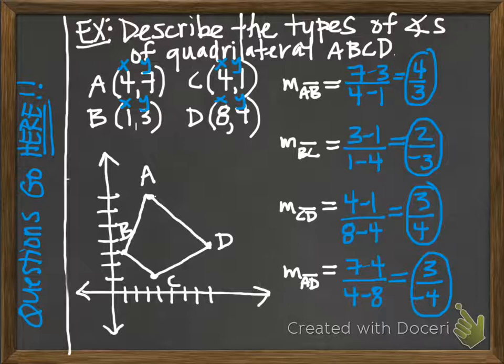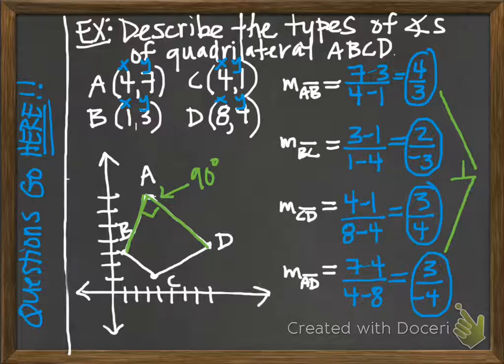When lines are perpendicular, their slopes are opposite reciprocals, which means one's positive, one's negative, and they're reciprocals of each other. If I look at my slopes, I can see that this slope, the 4/3, and this slope, the negative 3/4, are opposite reciprocals of each other. One is positive, one's negative. One is 4/3, one is 3/4. So that means those two segments are perpendicular. And those two segments, here's AB and here's AD. So that means right here, I've got a right angle. This angle is 90 degrees.